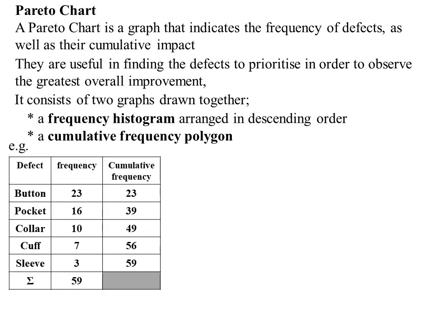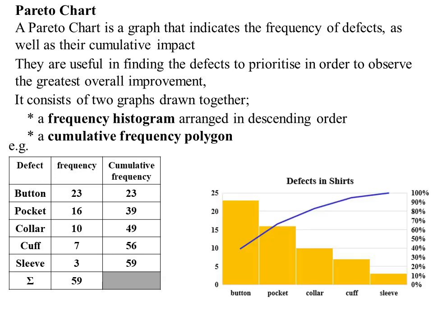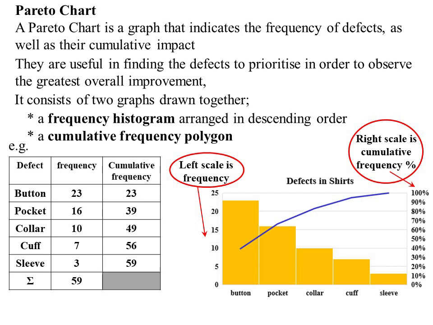Now, here we go. We're making some shirts and we've discovered some defects in our production and where they were. So the button, pocket and others, collars, cuffs, sleeves. There is the Pareto chart of that information. So the frequency histogram is being arranged in descending order. It's also how I did my table as well. So button had 23, pocket 16 and so on. But then the cumulative frequency is going up that way. So that's our blue line. We put the frequency on the left hand side, we put the cumulative frequency on the right-hand side.